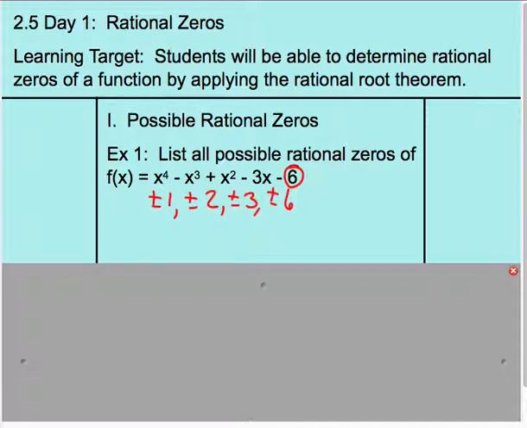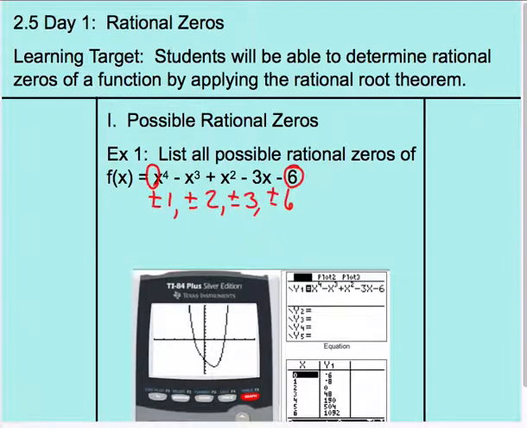And then we will take all of these possibilities and divide them by the factors of the lead coefficient. Well, lucky for us, our lead coefficient is 1. If we divide all of these by positive or negative 1, we're going to get plus or minus 1, plus or minus 2, etc. So these are the only possibilities for this function.